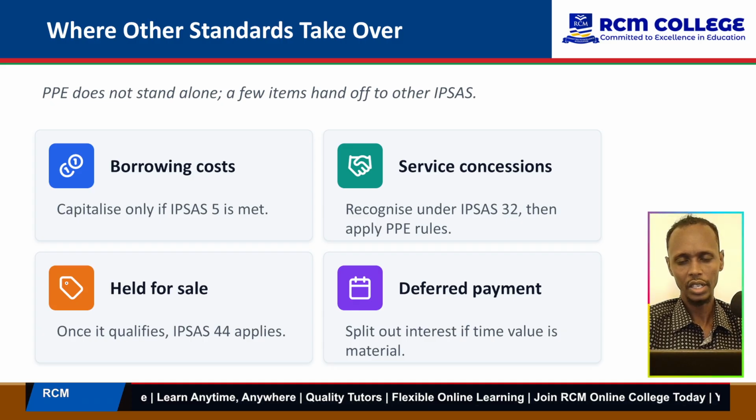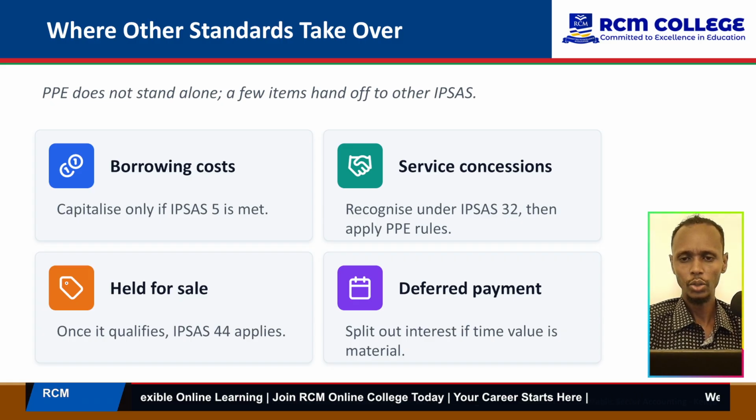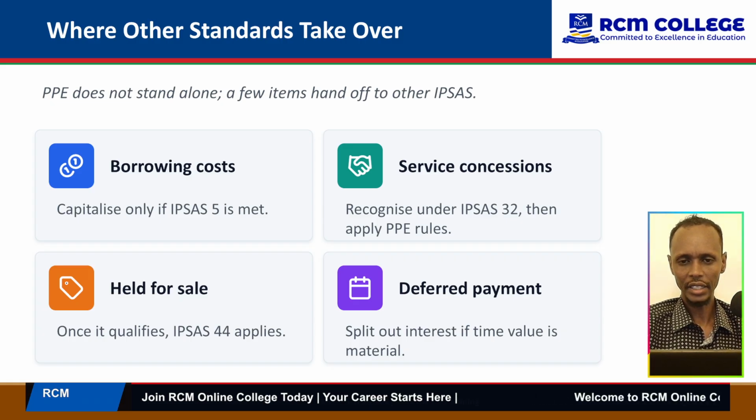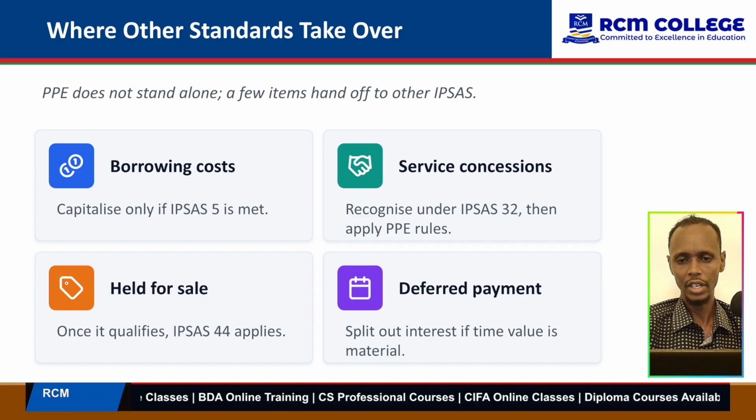For service concession arrangements, for example, the expressway, initially you apply IPSAS 32. Then for any item related to PPE, you apply property, plant and equipment, IPSAS 45. Once an asset becomes held for sale, you apply IPSAS 44, non-current assets held for sale. For deferred payments, you split interest if the time value is material. If an asset is for consumption, then you apply IPSAS on inventories.